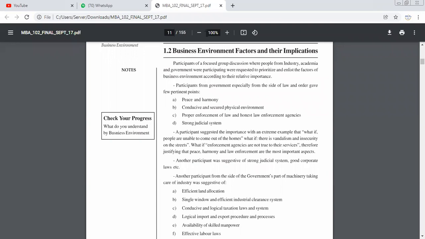Who laid the tax on the business? मतलब business के ऊपर tax कौन लगाता है? The government. Yeah, very good.